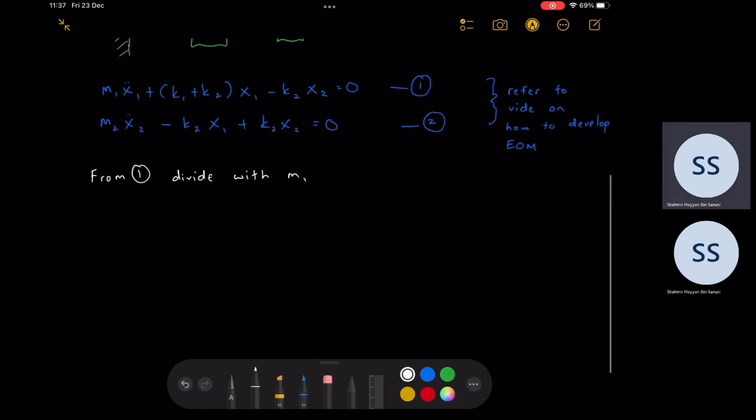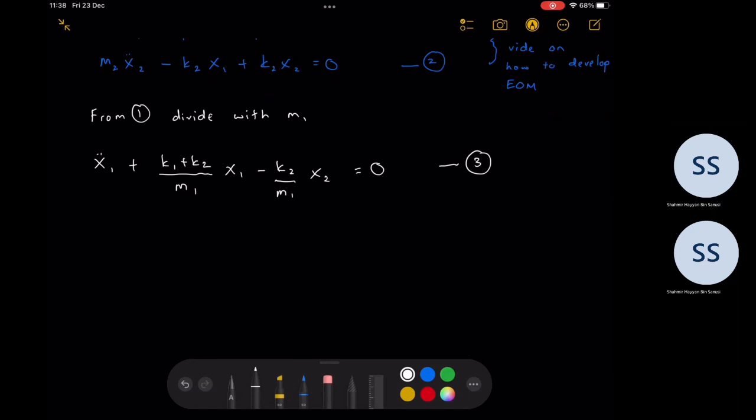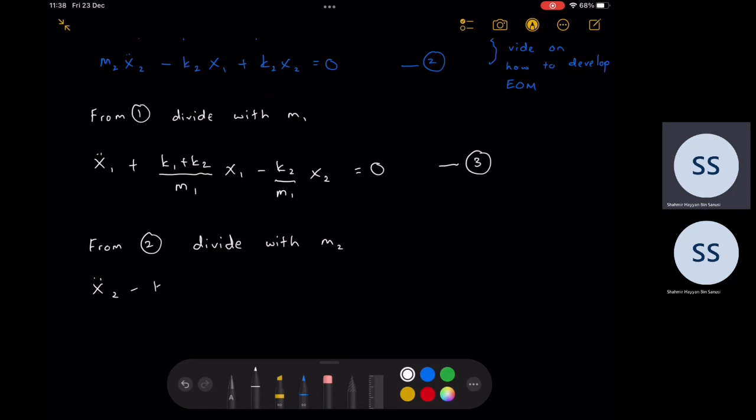So equation 1 will become x double dot 1 plus (k1 plus k2) over m1 x1 minus k2 over m1 x2 equals 0. Let's write this as equation 3. And from equation 2, we divide by the respective mass, which is m2. So the equation becomes x double dot 2 minus k2 over m2 x1 plus k2 over m2 x2 equals 0. Let's write this as equation 4.